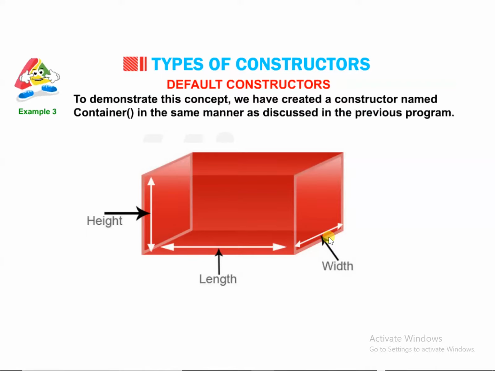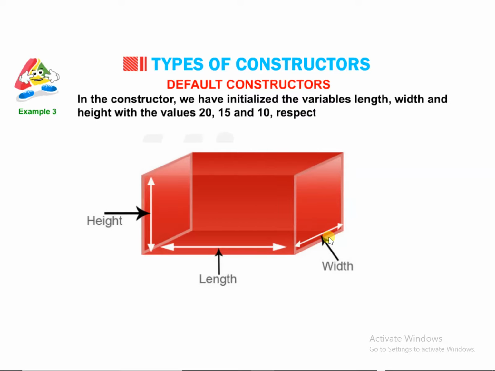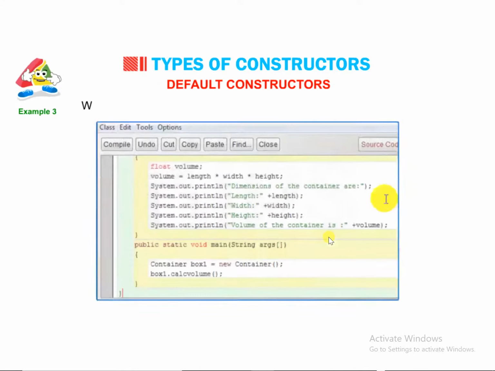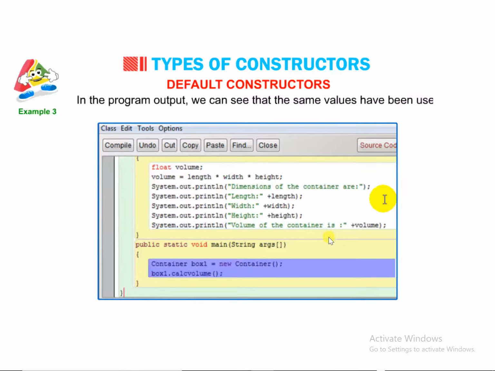To demonstrate this concept, we have created a constructor named container in the same manner as discussed in the previous program. In the constructor, we have initialized the variables length, width and height with the values 20, 15 and 10 respectively. When we create the object box1, the constructor container parenthesis is called. It initializes all the variables for the object. In the program output, we can see that the same values have been used by the calcVolume parenthesis function to calculate the volume.